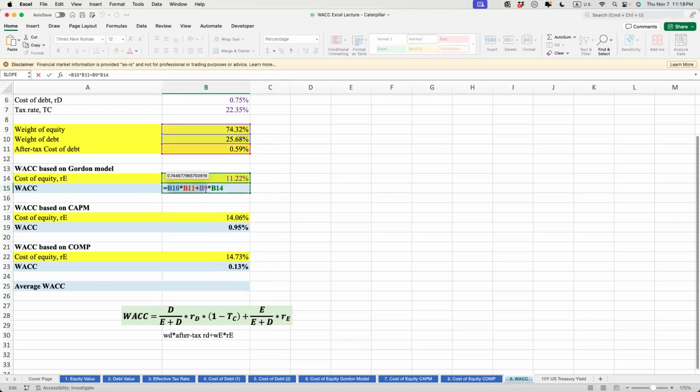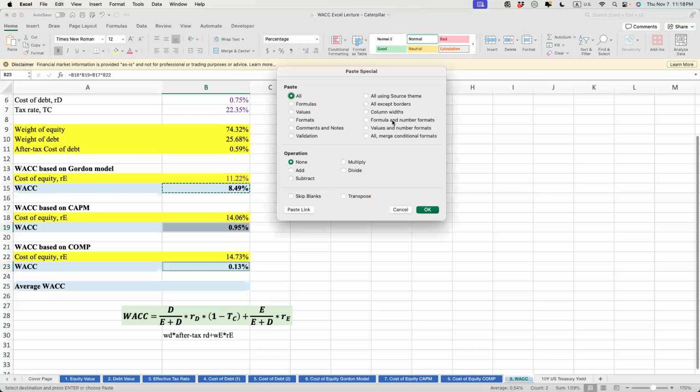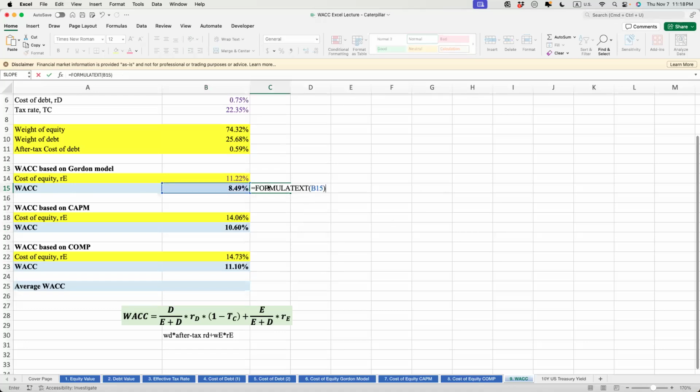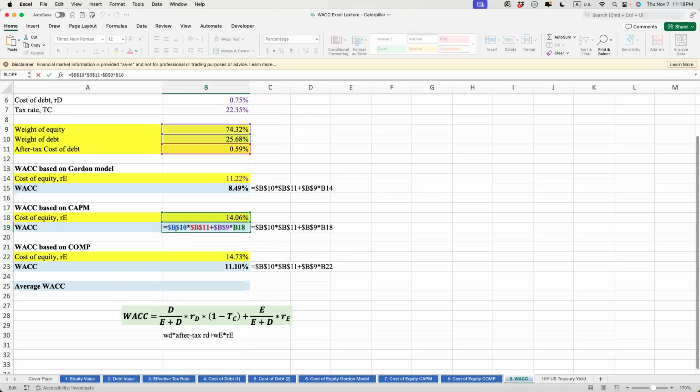Oh, I didn't anchor that right. Okay, so now let's copy and paste the formula there. Now we have the WACC calculated. Basically what you do here is exactly the same calculation. For this one, we're going to use the weight of debt multiplied by this after-tax cost of debt, plus the weight of equity multiplied by this cost of equity.